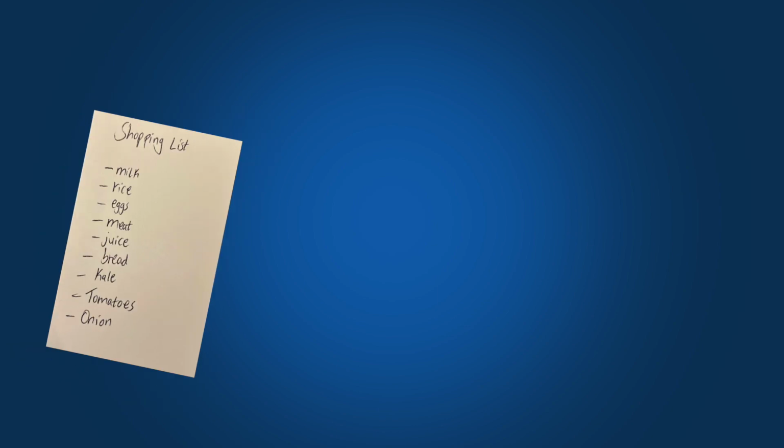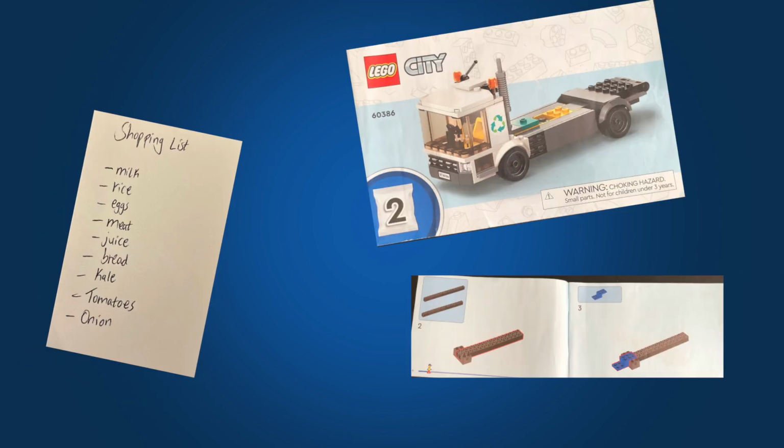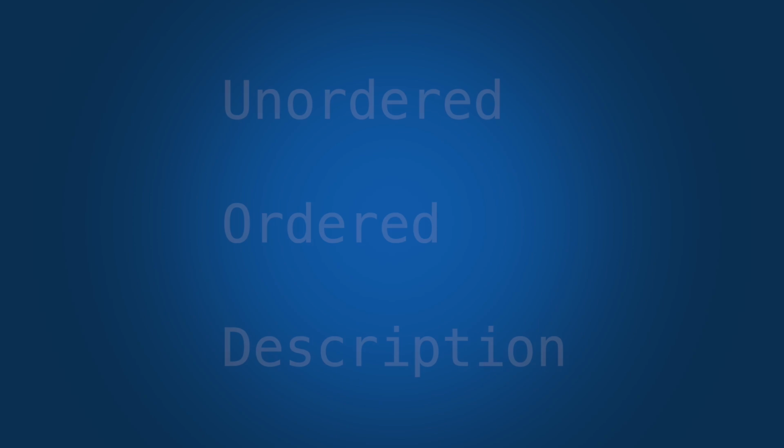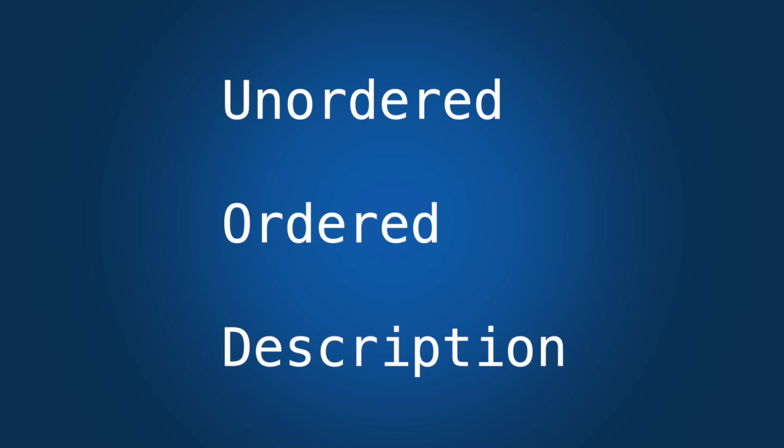When you go shopping, you have a list of items you want to buy. When you are assembling something, you have a list of instructions that you're following. So HTML has you covered on lists by giving you three types: unordered, ordered, and description list. I will cover the first two in this video and the description list in a later video.